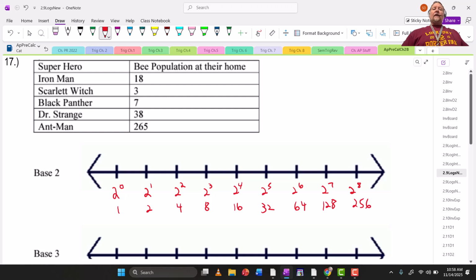And now what I could do is graph these points. So here's where Scarlet Witch belongs. She's right here because her number is 3 in power. Black Panther, 7, is right here because here's 8. Ant-Man, 38, is somewhere right around there because here's 32. Oh, I skipped Iron Man, 18, which is just past 16. And then 265 is here.